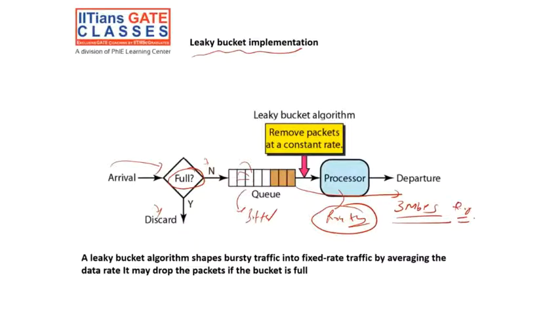Simple. This is the leaky bucket algorithm. So the leaky bucket algorithm shapes bursty traffic into fixed rate traffic by averaging the data rate. It may drop packets if the bucket is full, right? If the queue is full, then we need to drop the packet because we don't have storage space. Why? For congestion control.